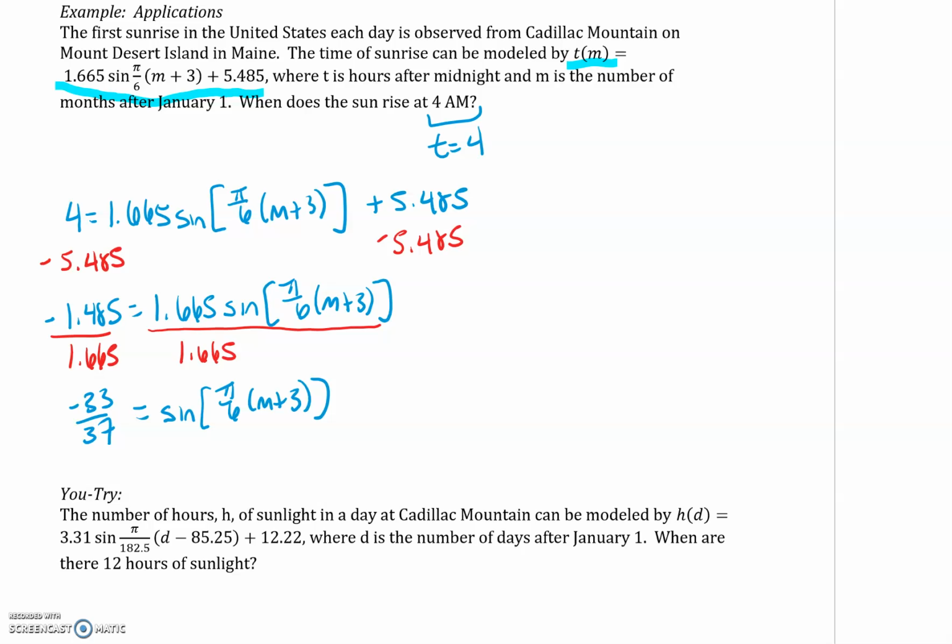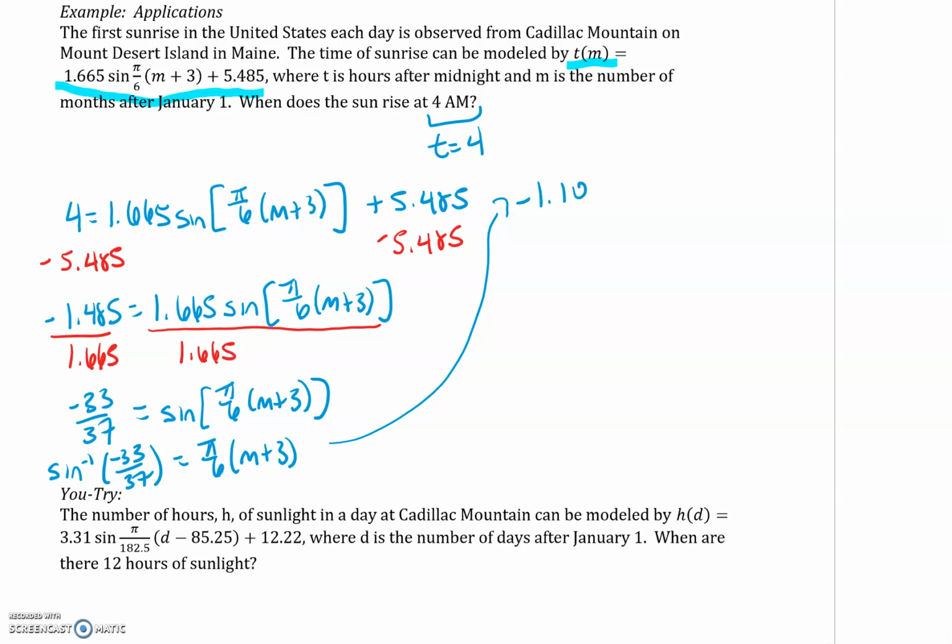So we're going to do the inverse of sine. I'm going to take the inverse sine to both sides to get rid of the sine here on the right, and we're going to get pi over 6 times m plus 3, right? So pretty straightforward up to here, okay? What's tricky here is when you're doing the inverse sine of negative 33 over 37, if you do it in your calculator, we'll get a single answer.